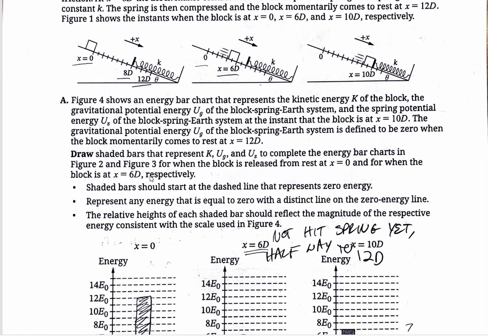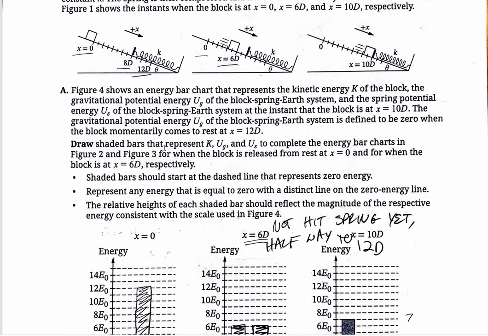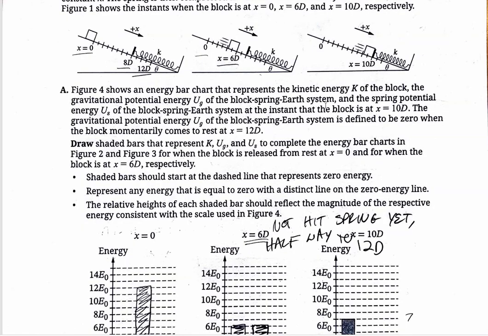Some words. Okay. The gravitational potential energy of the block spring Earth system. If Earth is part of the system, there is gravitational potential energy. If Earth is not part of the system, there is no gravitational potential energy. It does work. All right. Either way, check this out.